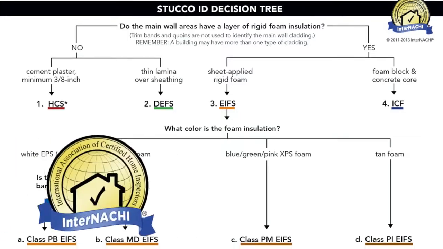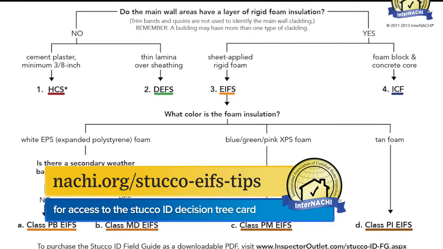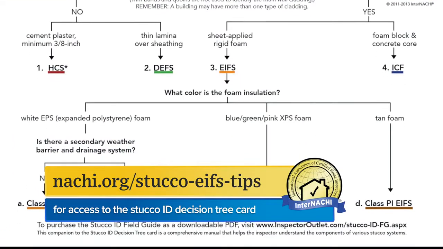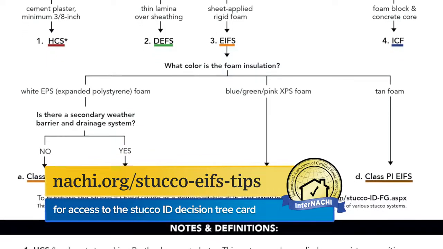So, I could describe this exterior wall covering material as stucco, but what if I wanted to provide additional information for my clients? So let's use InterNACHI's Stucco ID Decision Tree card and see if we can determine what type of stucco is installed on the house.